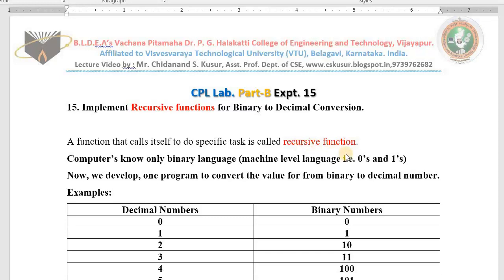Now you need to write one recursive function. That recursive function you need to call in the main C program to convert the value from binary to decimal. First of all, I teach you the theory of how to convert the value from binary to decimal and decimal to binary, so that you can understand this program easily. As you know already, computers know only binary language, that is machine level language, zeros and ones. Now we write one program to convert the value from binary to a decimal number.